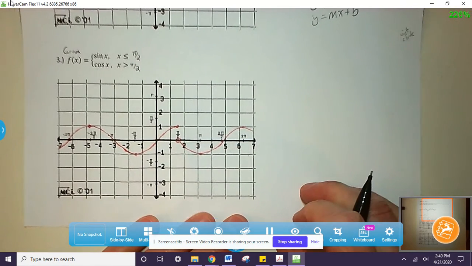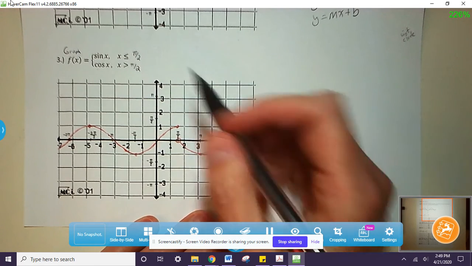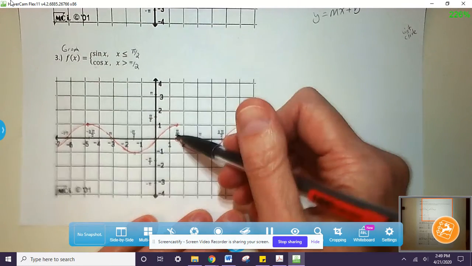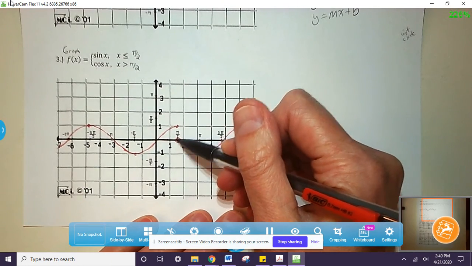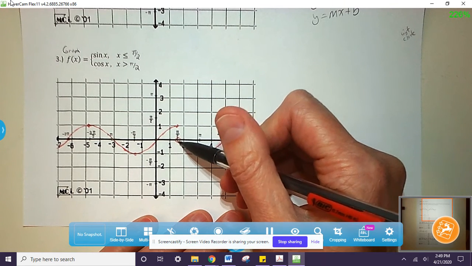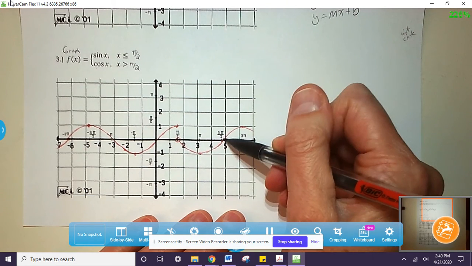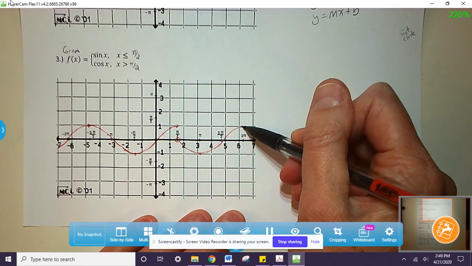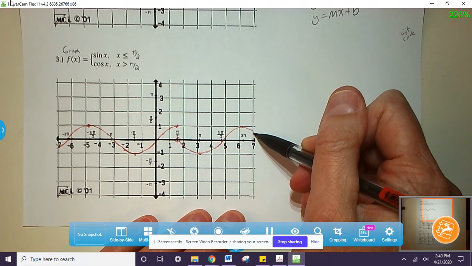Okay, and this is what your final graph should look like. So since we're using cosine to the right of pi over 2, at pi over 2, we should have an open circle on the x-axis, go down to a min at pi, an x-intercept at 3 pi over 2, a max at 2 pi, and then just a little more to the right, decreasing there.